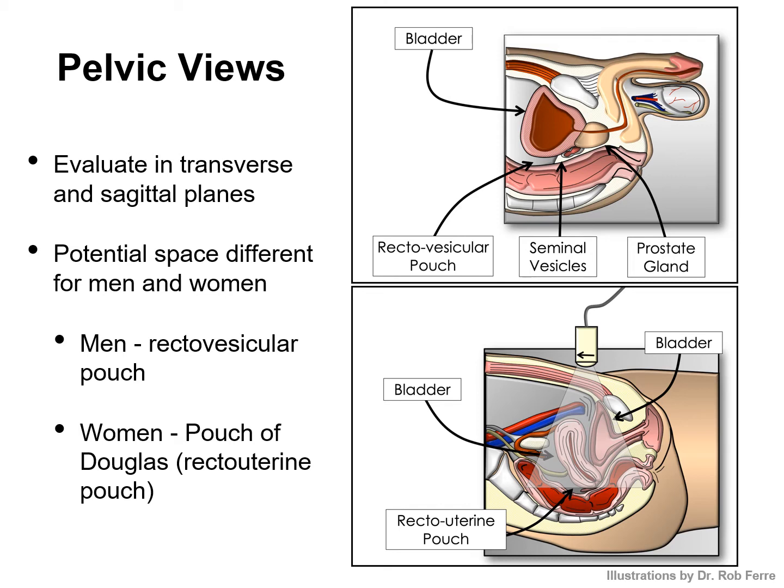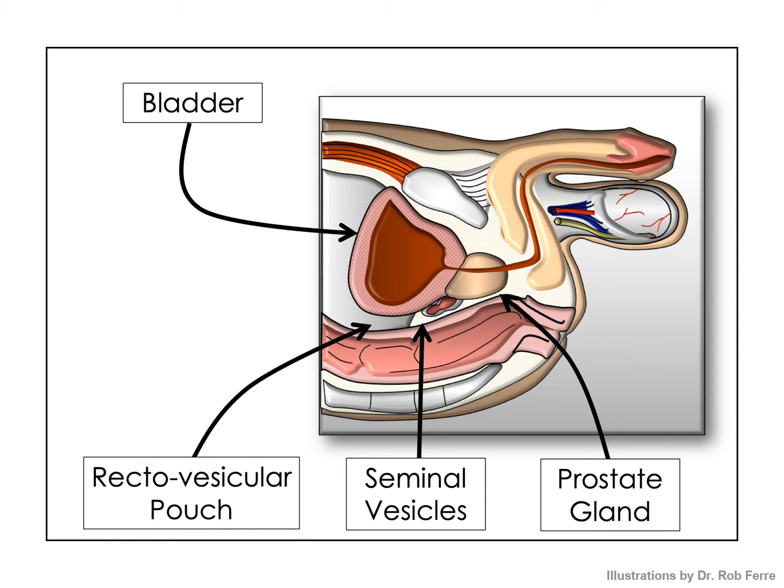We talk about men and women separately for this part of the FAST because the organs are different, so the spaces are different. Men have the rectovesicular pouch, and women have the rectouterine pouch, or the pouch of Douglas. Men also have the seminal vesicles and the prostate gland, which can sometimes look like free fluid. So we're going to talk about them separately first. We'll talk about the male anatomy first because it's a little bit easier.